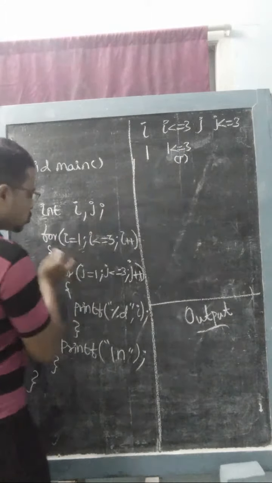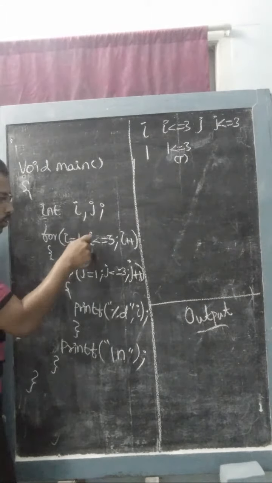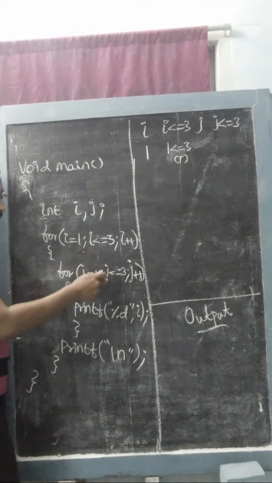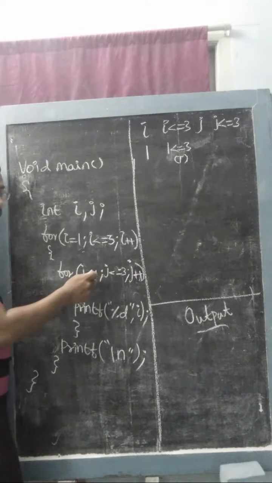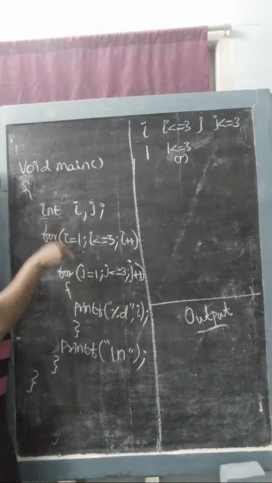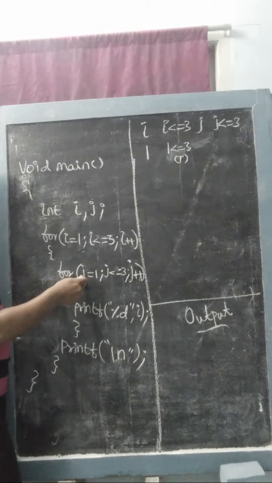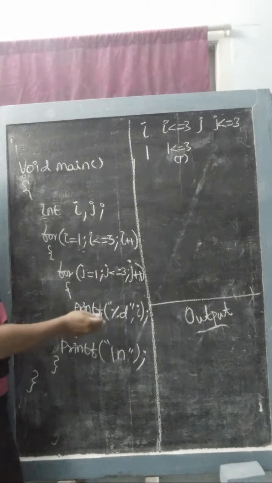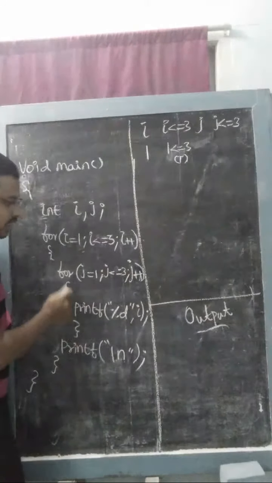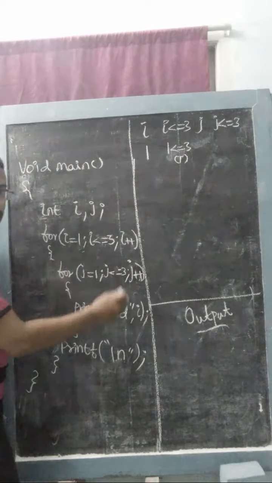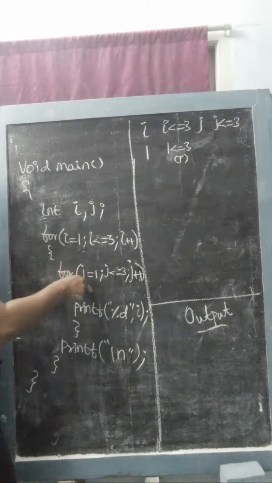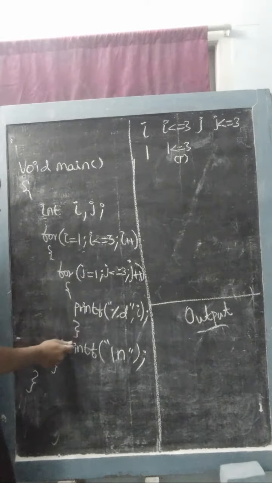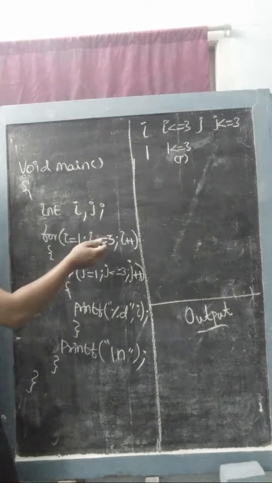If the condition is true, it will execute the statement, but here there is no statement. Here one more loop is there, that is called J. So J will execute first. If J is completed, if J reaches the false condition, it will exit the loop and then again it will be incremented.